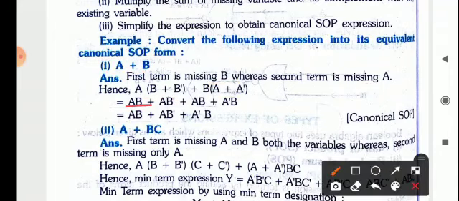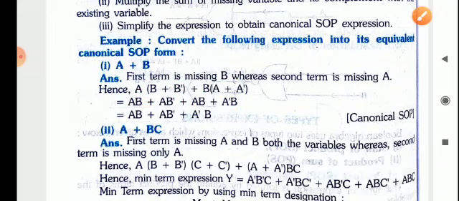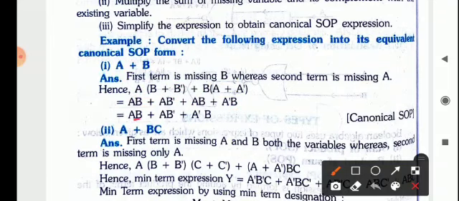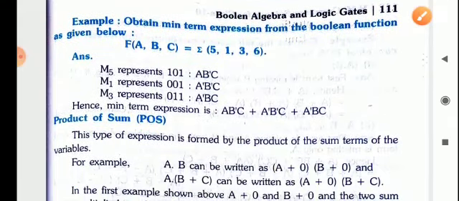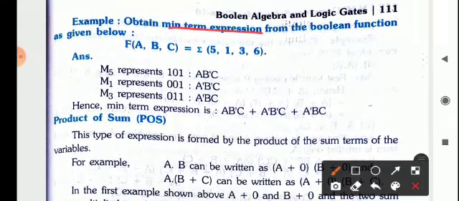AB, now expand this A into B, then plus AB complement, and AB plus A complement B. Now, as you can see, AB is written twice, so AB plus AB can be written as AB, okay, and then the remaining will be copied as it is. So, this is how the conversion has taken place, okay, very simple it is. Same way, you can also obtain min term expression from the Boolean expression given, okay.